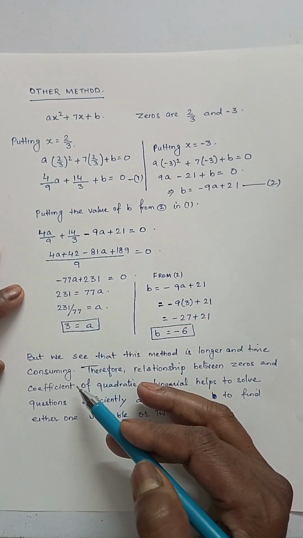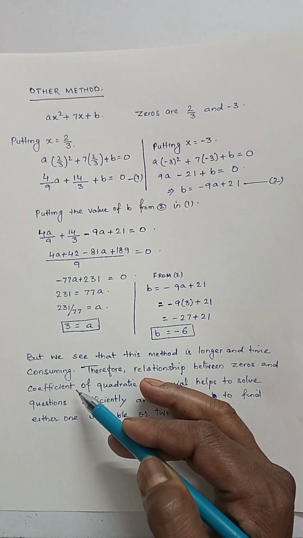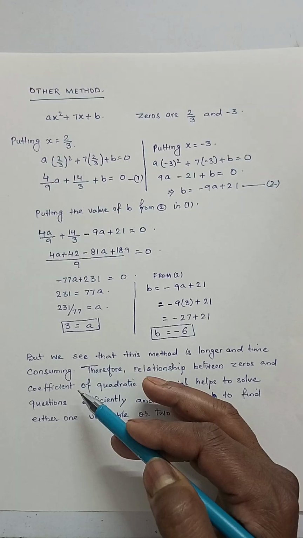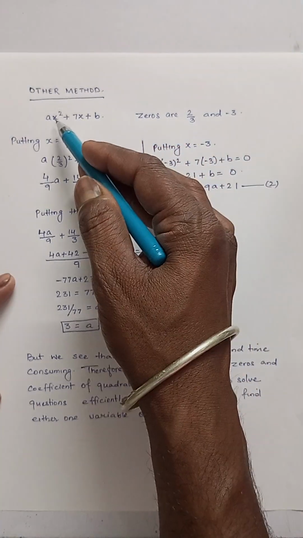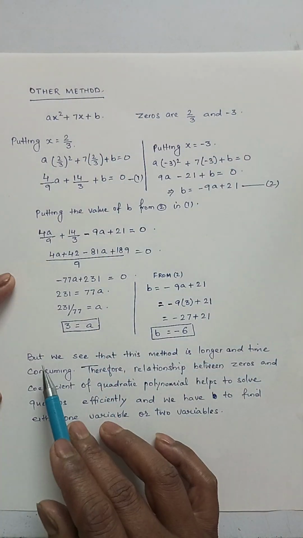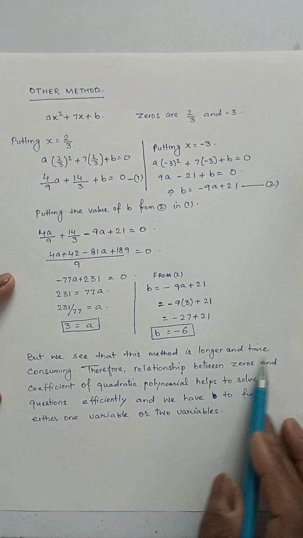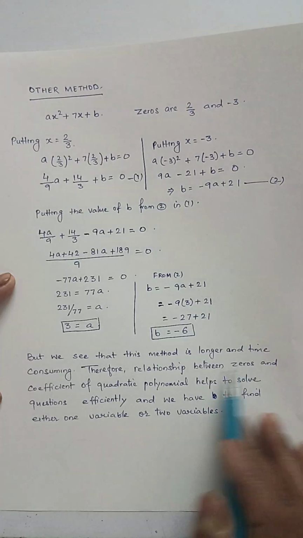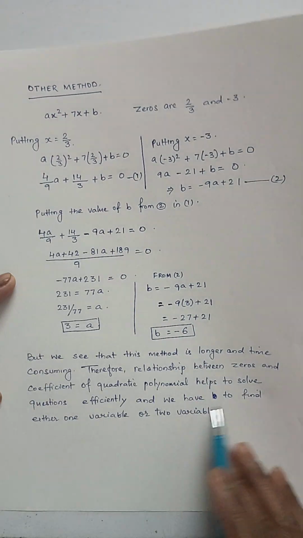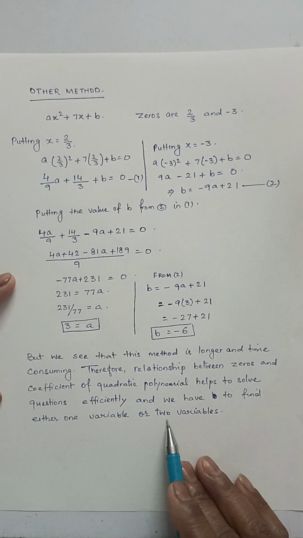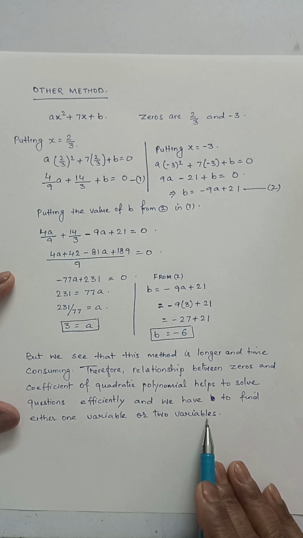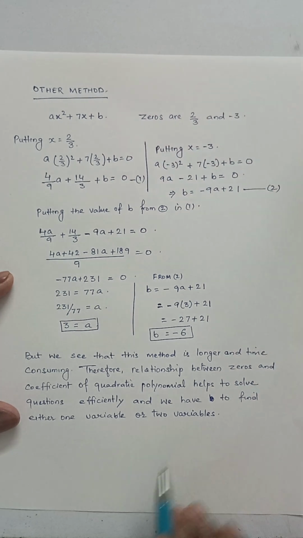So on comparing both types of solutions, we solved first by taking the relationship between the coefficients and the zeros, and the other method by putting the value of x directly into the given equation. We see that this method is longer and time consuming. Therefore, the relationship between zeros and coefficients of a quadratic polynomial helps to solve questions efficiently, whether we have to find one variable or two variables. So in all the methods, we will apply alpha plus beta equals minus b by a and alpha beta equals c by a. Thank you.